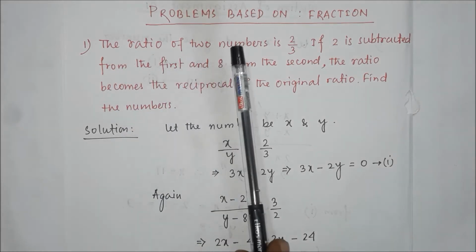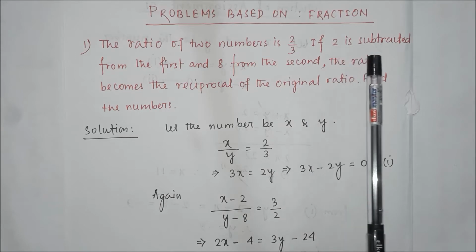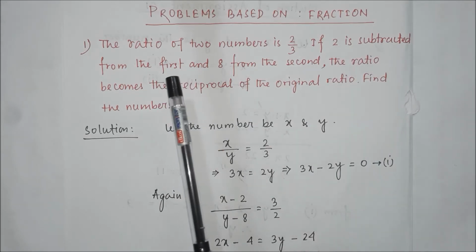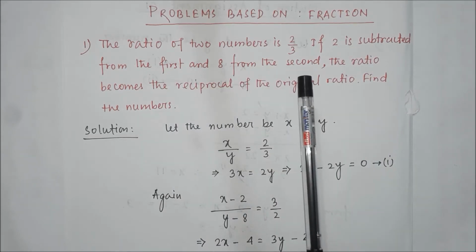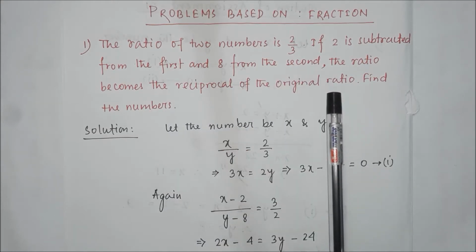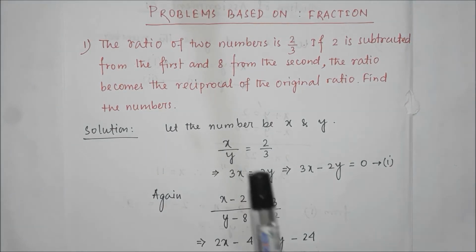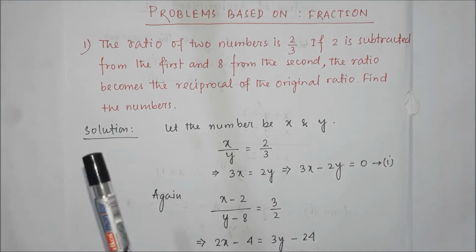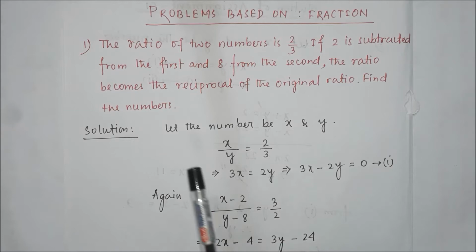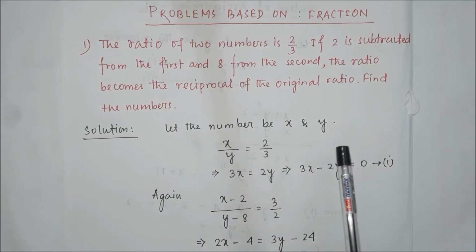The ratio of two numbers is 2 by 3. If 2 is subtracted from the first and 8 from the second, the ratio becomes the reciprocal of the original ratio. Find the numbers. Now, we need to find out the numbers. So, as I mentioned in the earlier part, first we need to find out the unknowns and we assume it as, let the numbers be x and y.